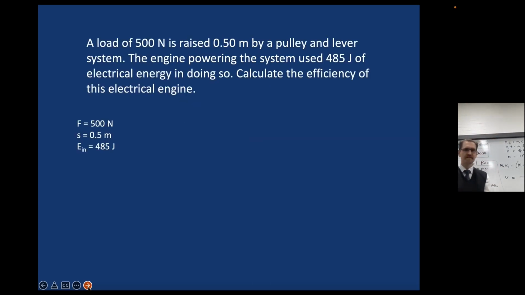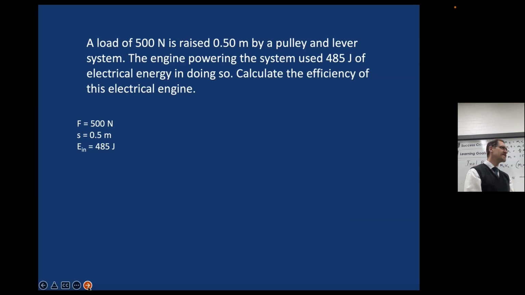Some examples. A load of 500 newtons is raised 0.5 meters by a pulley. Now, what is this load? The load could be anything that you can imagine. It could be a young person. A 50-kilogram young person would approximately have a weight of 500 newtons.